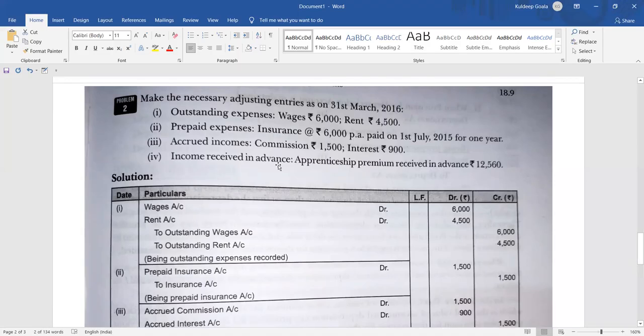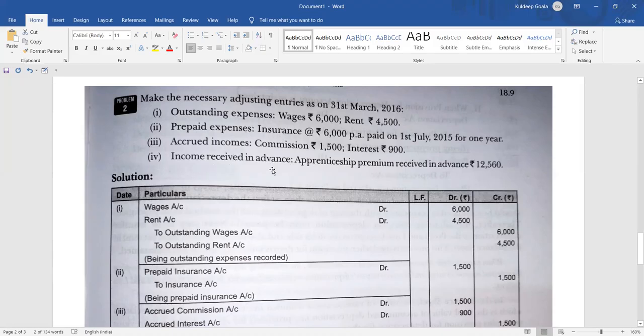How much income did we receive in advance? Apprenticeship premium received in advance 12,560. Apprenticeship premium is the amount of money we get when we provide training to someone. Okay, so how much have we received? 12,560, but it is received in advance.